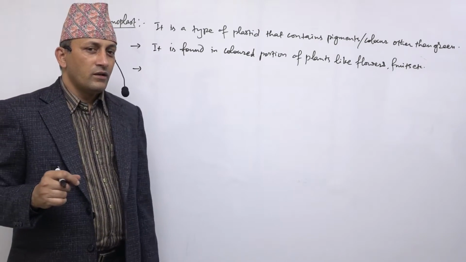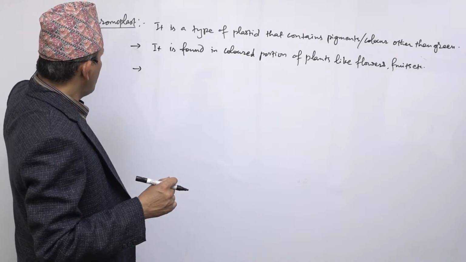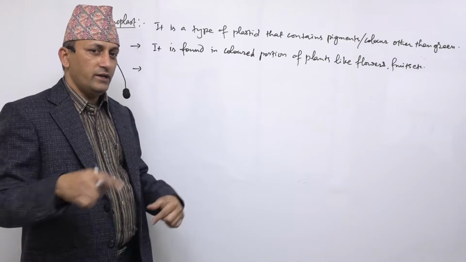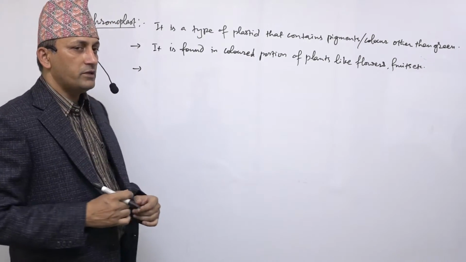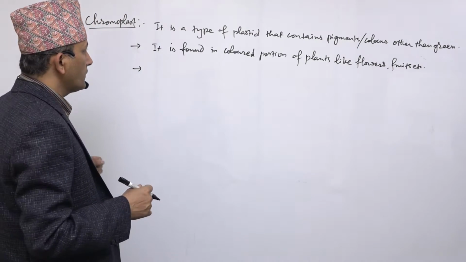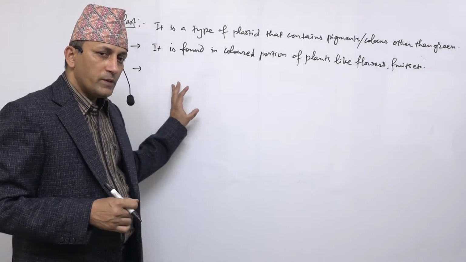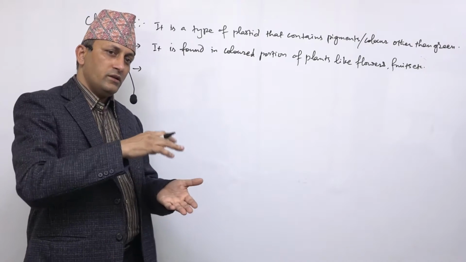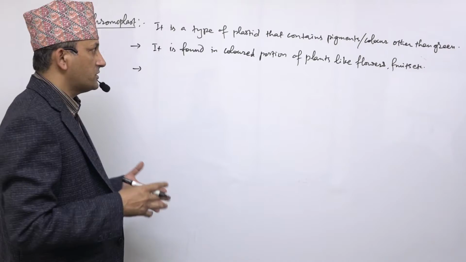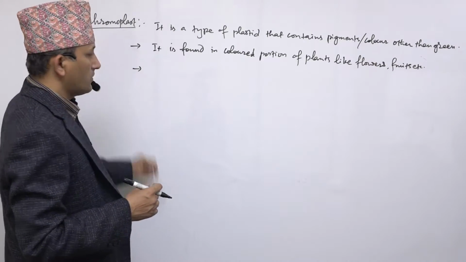Chromoplast. Like chloroplast, this chromoplast is also a double membrane structure covered by two membranes, outer and inner membrane. But one important difference between chloroplast and chromoplast is that inside chloroplast we can see this layer-like structure known as the granum, and this structure granum is absent inside chromoplast.